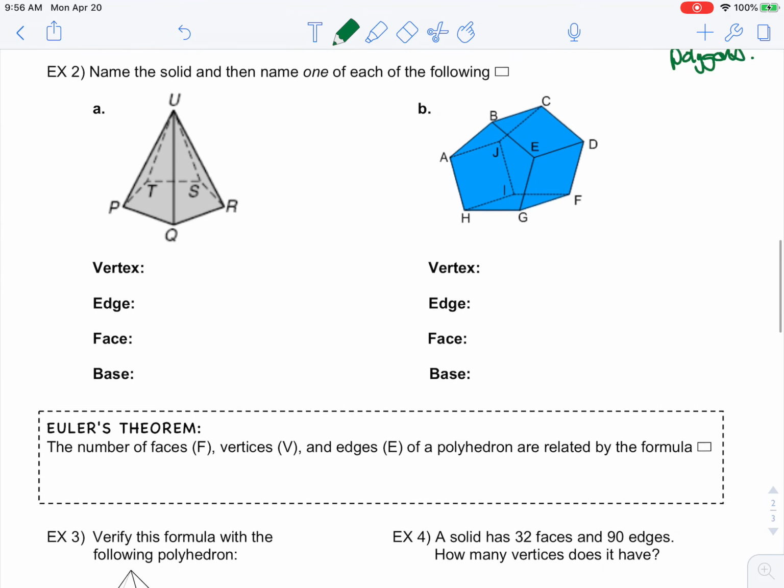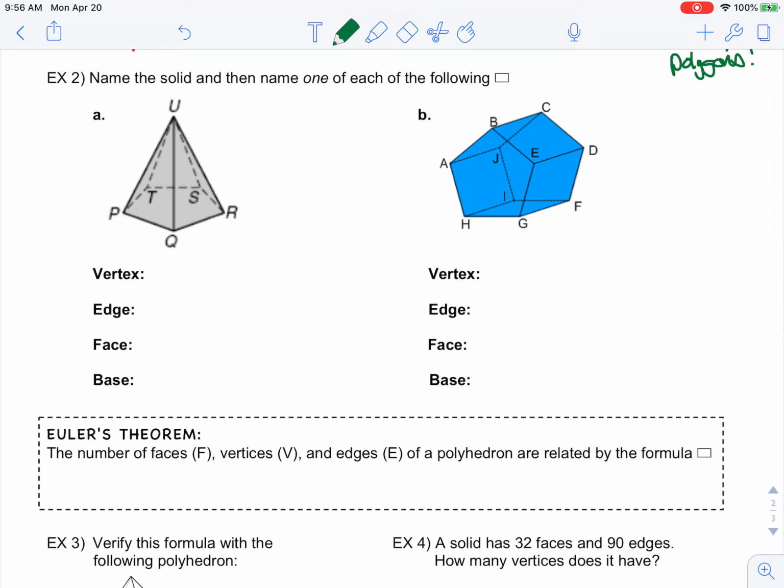Okay, it did talk about counting the vertices, faces, and edges. We're going to come back and do that with some other examples. Okay, actually right down here. So as we look at a couple of these, I do want you guys to be able to identify how many vertices and edges and faces and bases there might be.